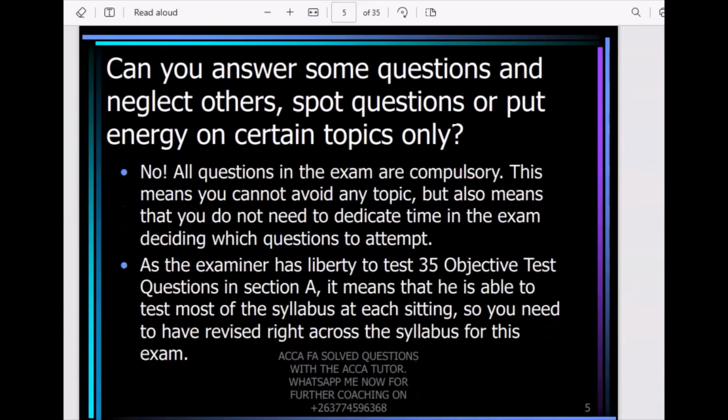Can you then try to spot questions which are going to come, study some of the topics and leave others? The answer is no. All questions in the examination are compulsory. This means you cannot avoid any topic, but it also means that you do not need to dedicate time in the exam to deciding which questions to attempt. As the examiner has liberty to test 35 objective test questions in Section A, he is able to test most of the syllabus at each sitting. So you need to have revised right across the syllabus for this examination.